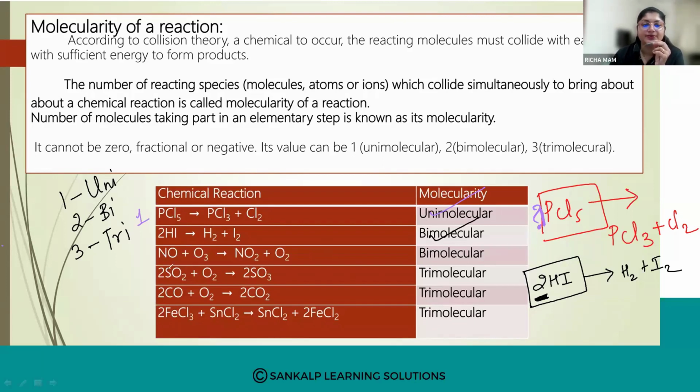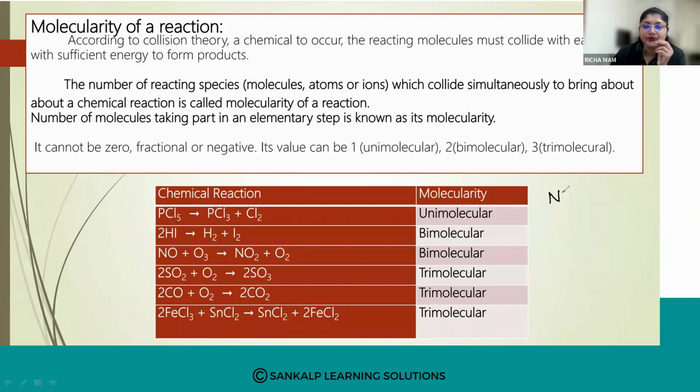Now, the third example. What is the third example? NO plus O3, giving you NO2 plus O2. Now if we see the number of moles, how many are there? It is 1. No number means you have to consider it as one molecule of NO. For O3 also, no number, so it is also 1. So 1 plus 1 is 2. So two molecules, or two reacting species, are involved. So again, this is a bimolecular system.